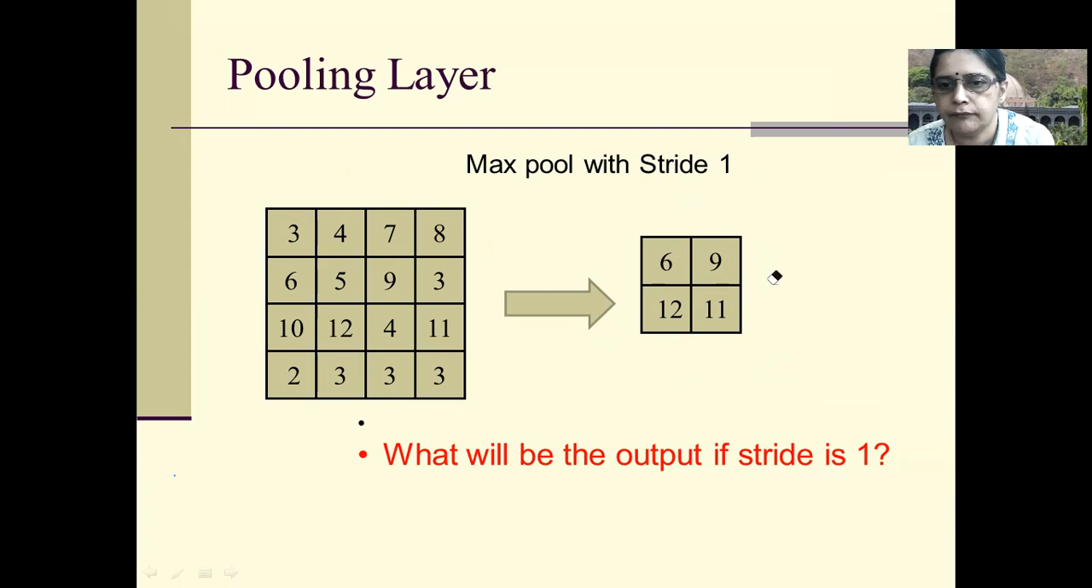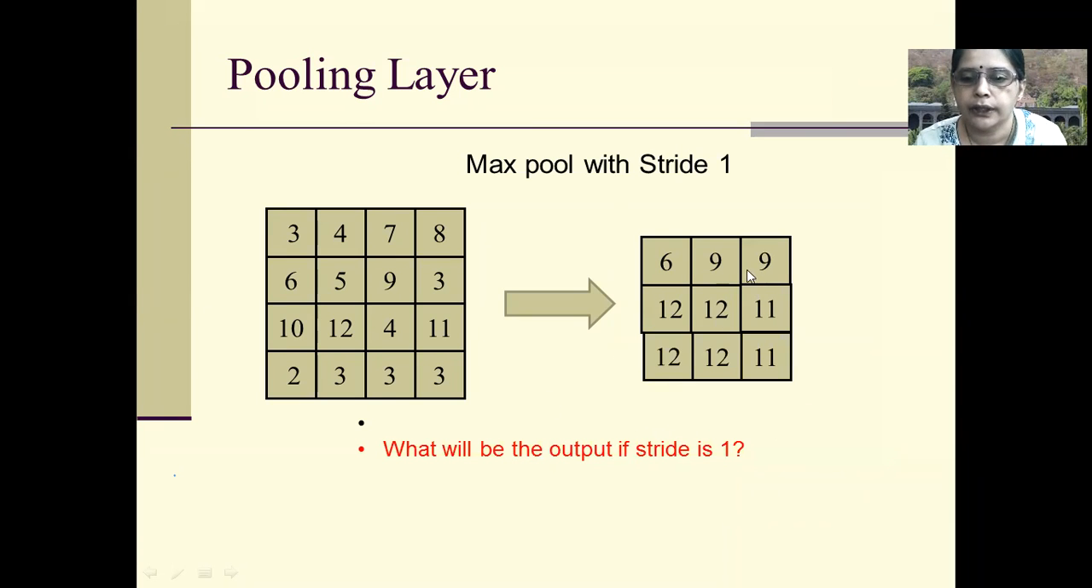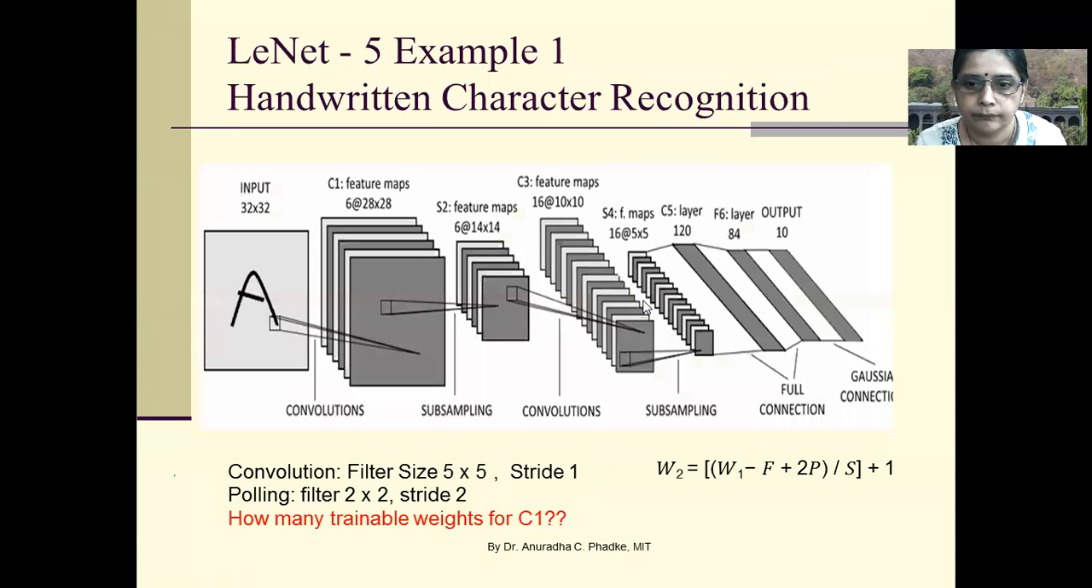But mainly for pooling layer, aim is to reduce image size. So the greater stride rate is used, and usually it is same as the filter size. Okay. So if the stride is 1, we will get this output.